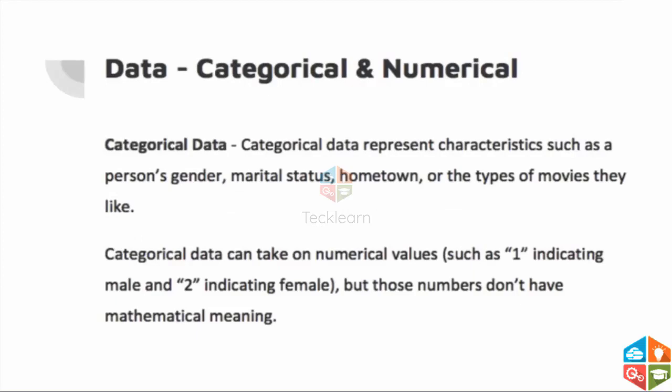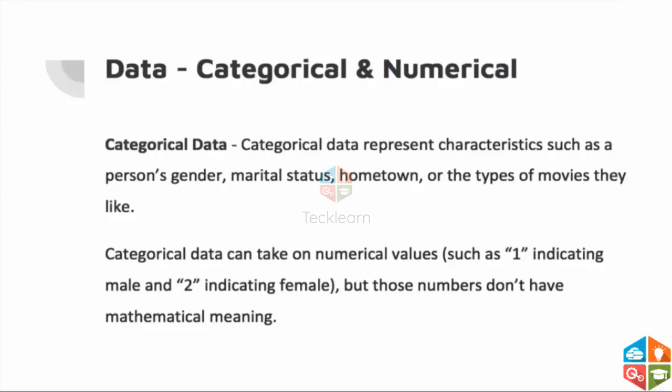And then moving to the next step, we have another type that we call categorical data. It basically represents characteristics, such as a person's gender, marital status, home type, or what kind of movies they like. Mostly this categorical data can also take on numerical values. For example, 1 can indicate male or 2 can indicate female. But again, these numbers don't actually have mathematical meaning, so you couldn't add them together.